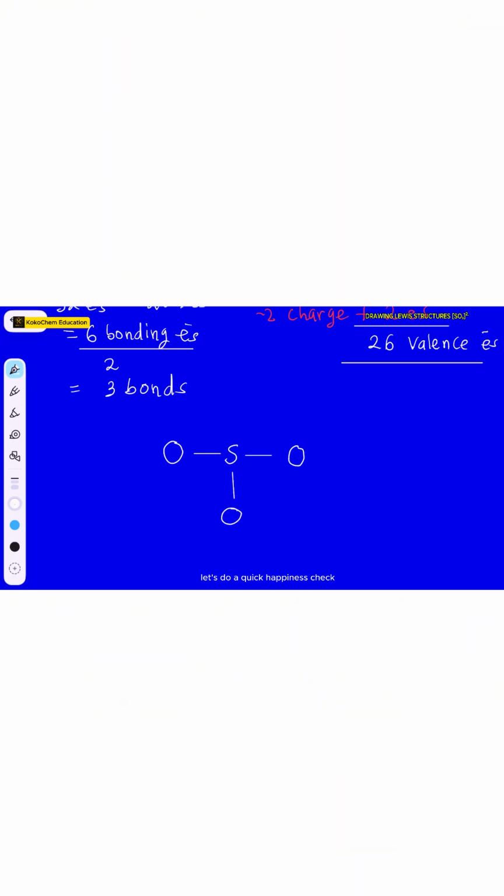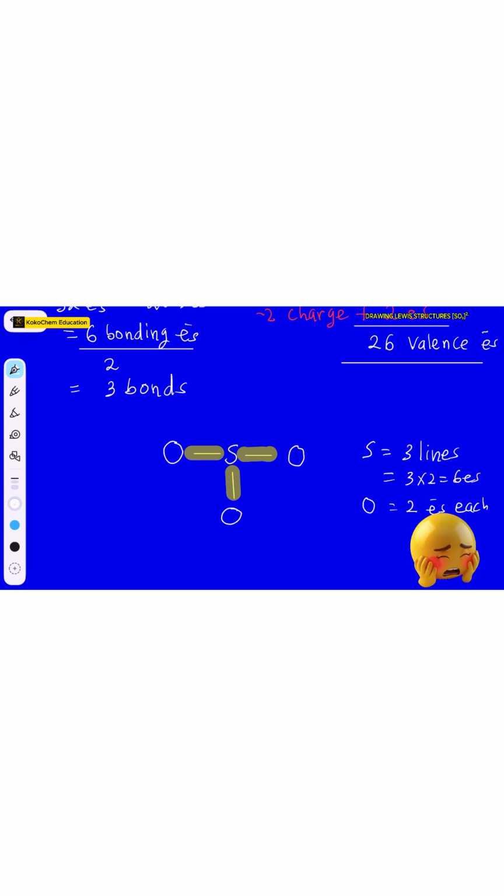Let's do a quick happiness check. Remember that each line, or each bond, has 2 electrons. Sulfur has 6 electrons. Each oxygen atom also has 1 line bonding to sulfur, which means it has only 2 electrons. That means sulfur and oxygen are both very unhappy. Remember, being happy means to have 8 electrons.